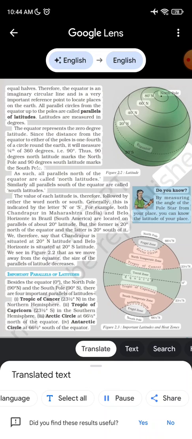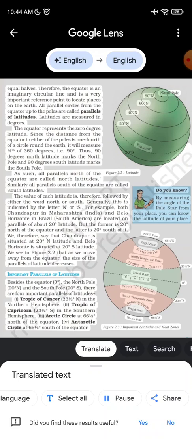As such, all parallels north of the equator are called north latitudes. Figure 2.2, latitude. Similarly, all parallels south of the equator are called south latitudes. The value of each latitude is, therefore, followed by either the word north or south. Generally, this is indicated by the letter N or S.